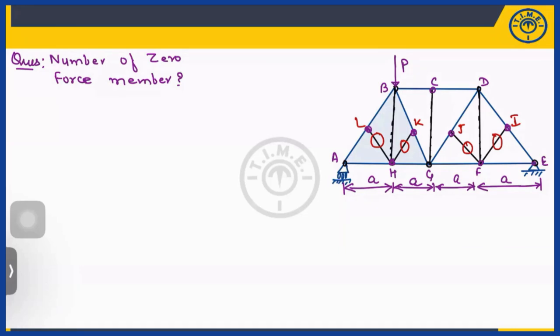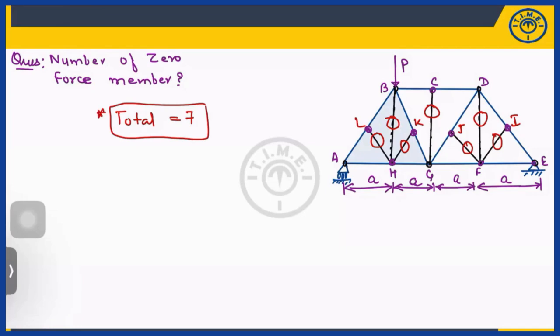Now, if you see the question carefully, if these two are zero force members, and again if you consider this joint, three members are meeting. Can I say this member has zero force? Yes, sir. Okay, then what will be the next one? Proceed in that manner. CG, very good. Then next one, DF. That means how many members have zero force? Total seven members have zero force.